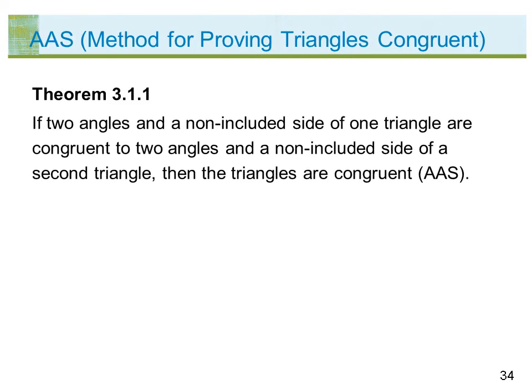Theorem 3.1.1. If two angles and a non-included side of one triangle are congruent to two angles and a non-included side of a second triangle, then the triangles are congruent. AAS.